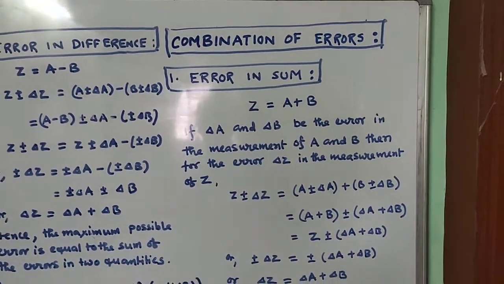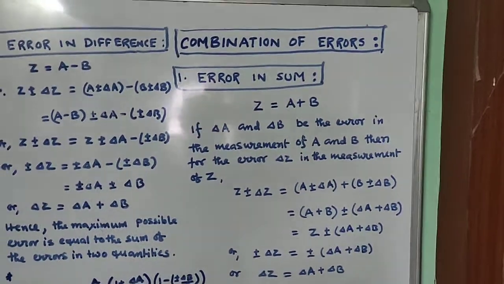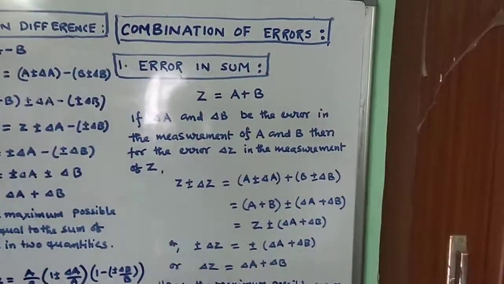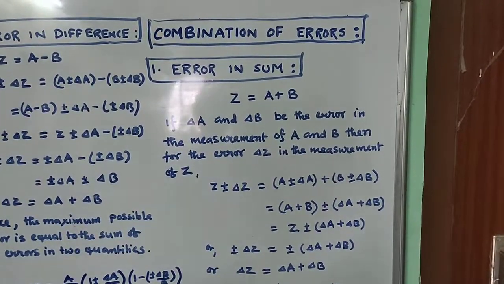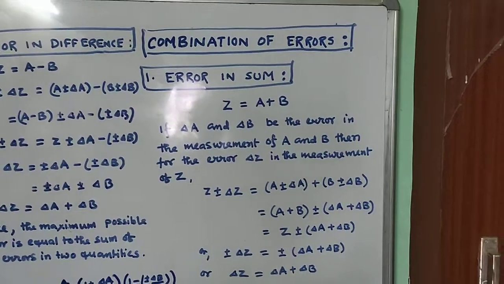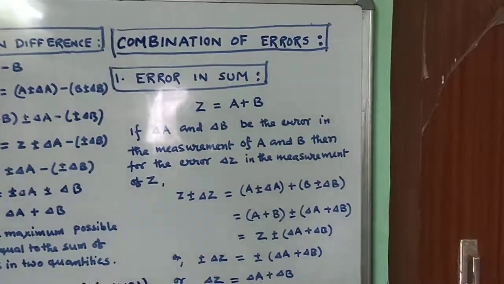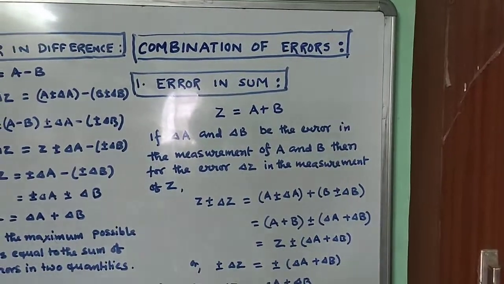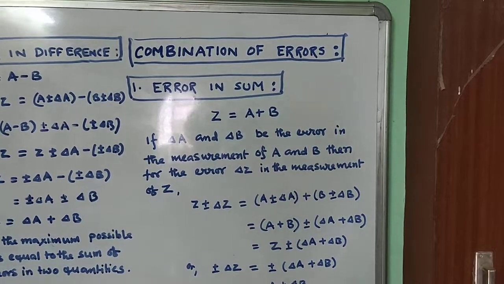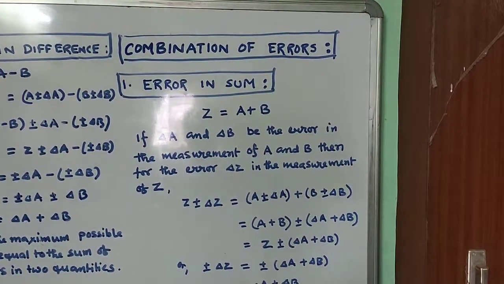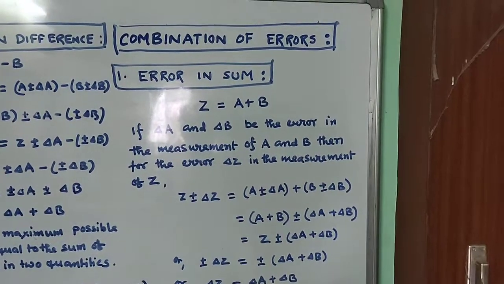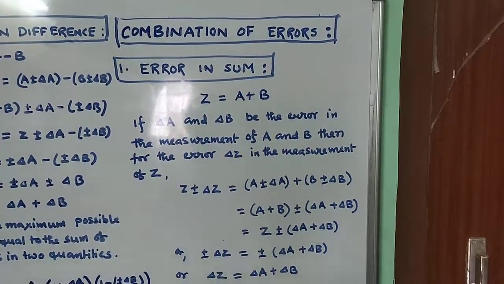Number 1, error in sum. Suppose in an experiment you have to use this formula, z equal to a plus b. So if you want to find z, what you have to do? You have to measure a, you have to measure b, and then you have to sum up to get z. So in measuring z, you have to measure a and b. There may be the possibility that you will earn some error in measuring a as well as some error in measuring b.